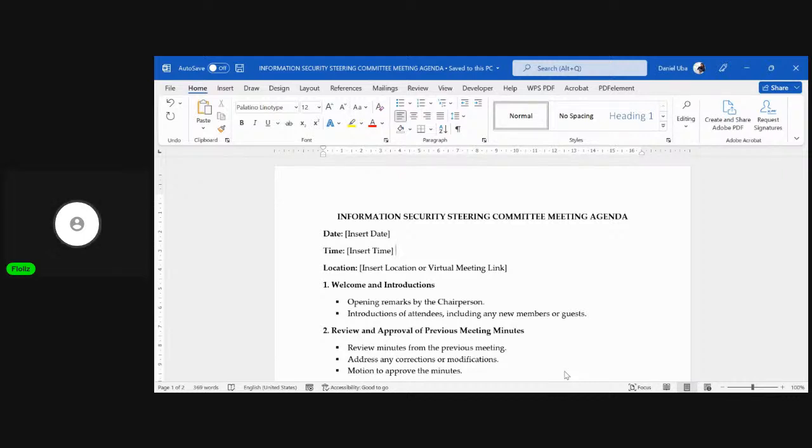So your meeting agenda will have a date, it will have a time and a location. It is not necessary that your meeting will be physical, because you need your third party vendors to also come in as committee members.